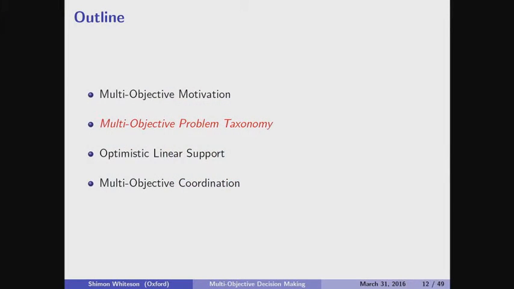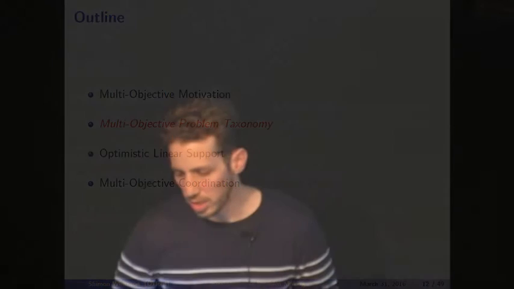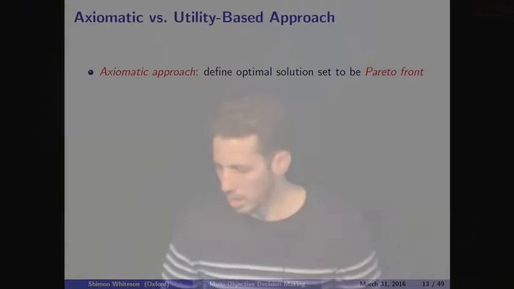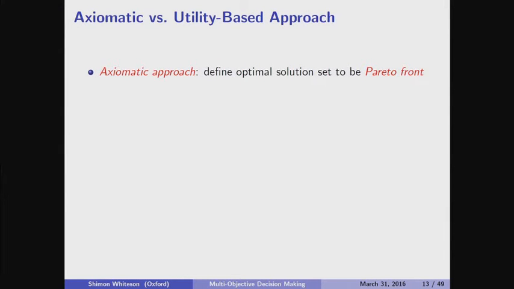Okay, so hopefully I've convinced you that at least in some cases it makes sense to think in this multi-objective way. So now what I'm going to do is propose a taxonomy of multi-objective problems and talk about what constitutes a solution to each of those problems. If you look at the multi-objective literature, there are 2 different approaches to coming up with solution concepts. The first one is what I call the axiomatic approach. In this approach, we just define the optimal solution set to be the Pareto front. And the Pareto front is a concept that's probably familiar to most of you.